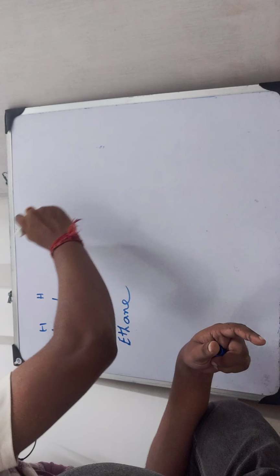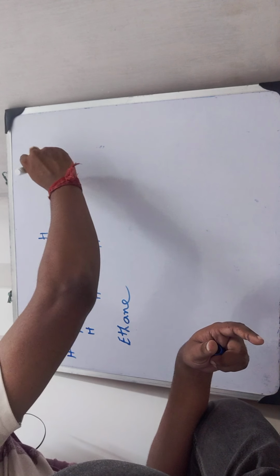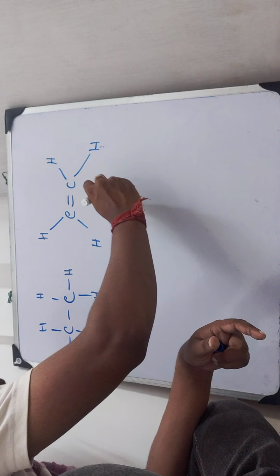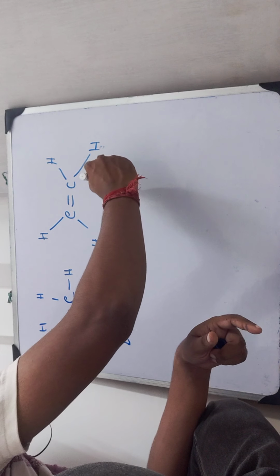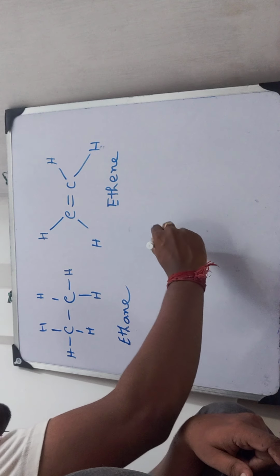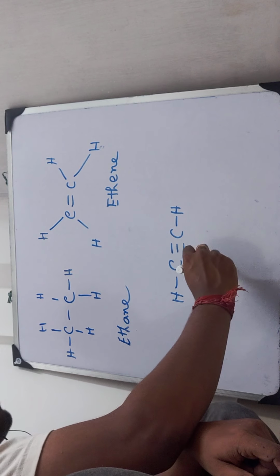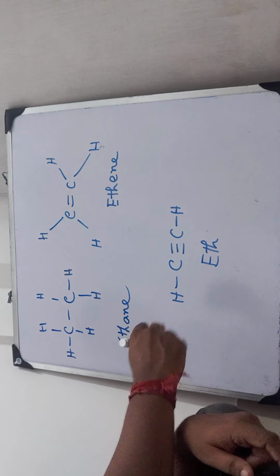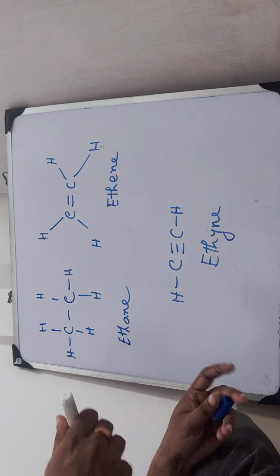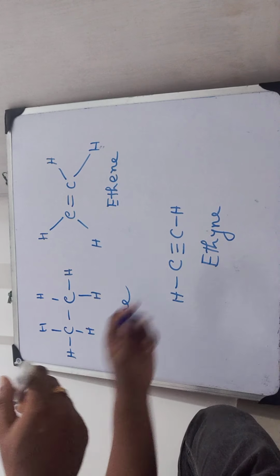Then what is ethene? Ethene is this one. Why ethene? Eth means 2 carbons and double bond means ene. And this one is ethyne. Why? Because eth means 2 carbons, and as there is a triple bond we call it ethyne. So this is how we represent ethane, ethene and ethyne.